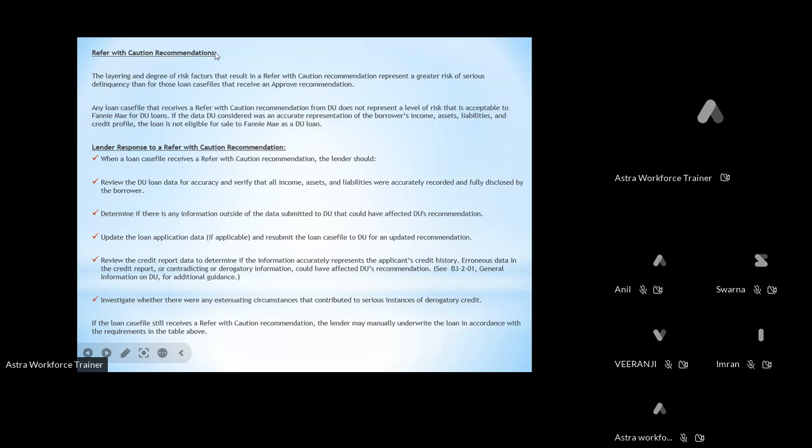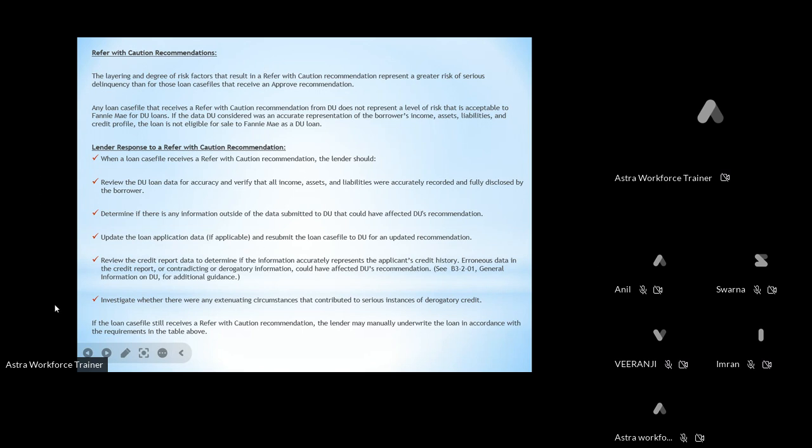Okay, refer with caution recommendation. Refer with caution recommendation is a layering and the degree of the risk factor that results. Refer with caution recommendation represents the greater risk of serious delinquencies for those loan case files that receive an approved recommendation. That means the borrower has a higher side of delinquencies. What are delinquencies? Late payments. Yeah, it's late payments, right? The borrower has a higher side of late payments.